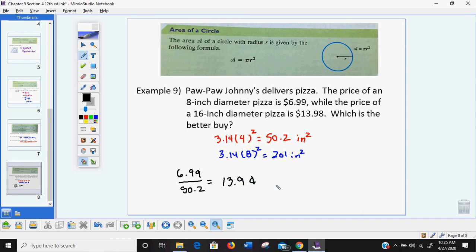Okay, let's do the other one. Take the price of the pizza, 13.98, and divide it by the total area, which is 201. In this case, you end up with 7.0 cents. So the best buy is going to be the one that is 7 cents, the bigger pizza.